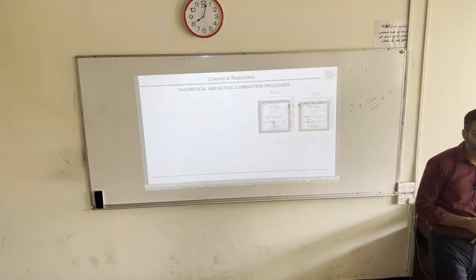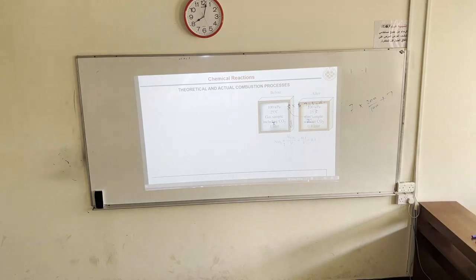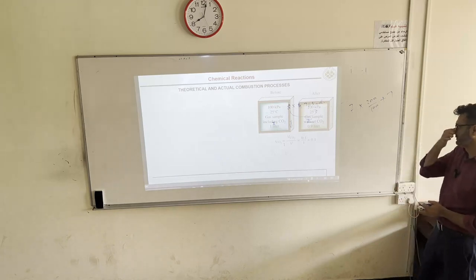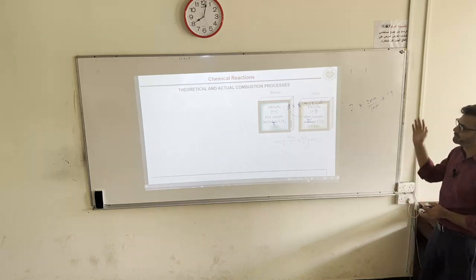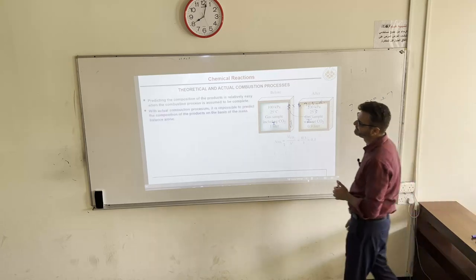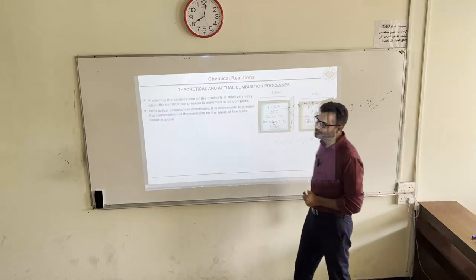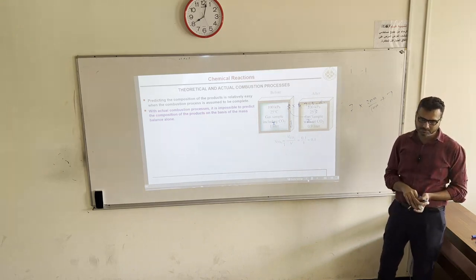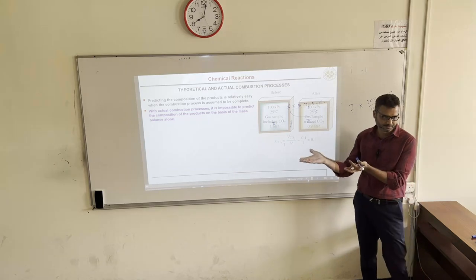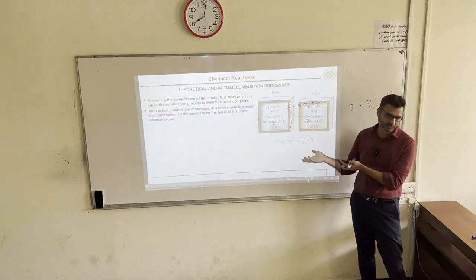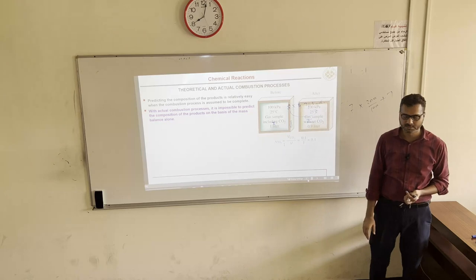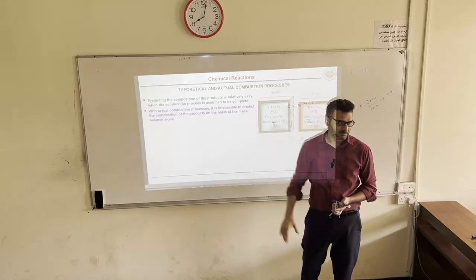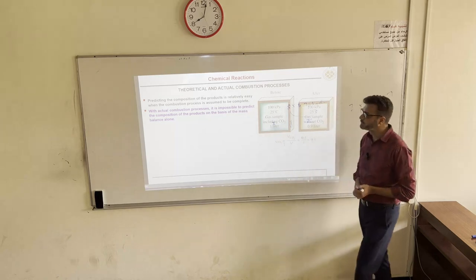There is 100% theoretical air. Before and after. What will be the composition of products for a complete combustion? We know there will be CO2, H2O, and N2. That's all. For incomplete combustion, it is very difficult to find out theoretically what will be the unburnt things there.